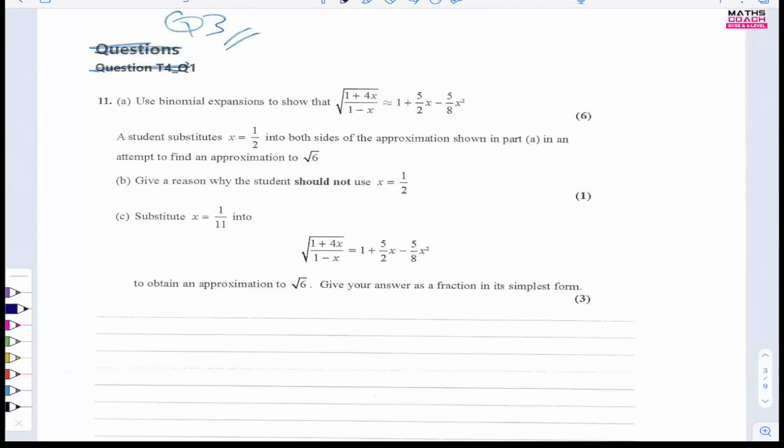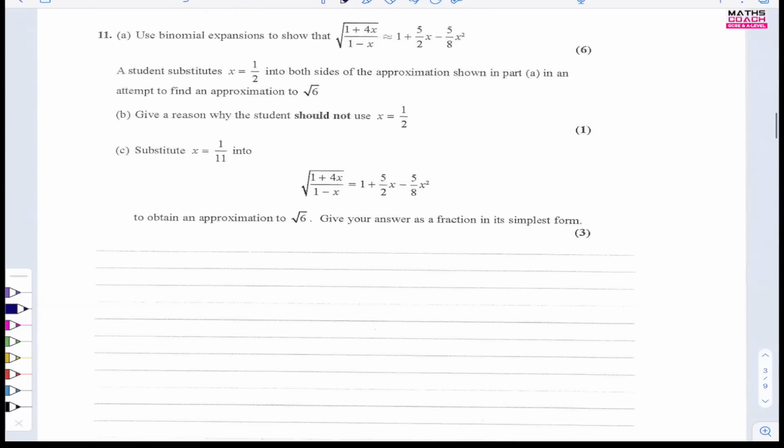Right, question 3, binomial expansion. So the binomial expansion formula is given in the formula booklet. So 1 plus x to the power n is approximately equal to 1 plus nx plus n times n minus 1 x squared over 2 factorial plus the other higher powers of x. But you can see from here that we are only expanding up to the quadratic term of the expansion.